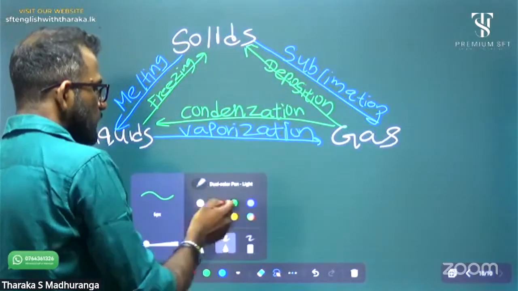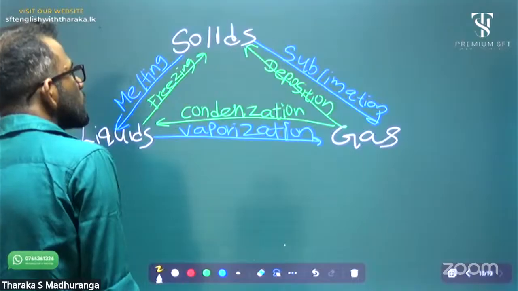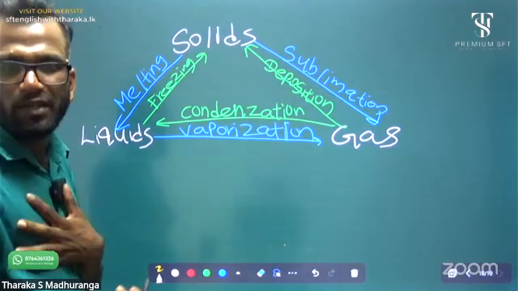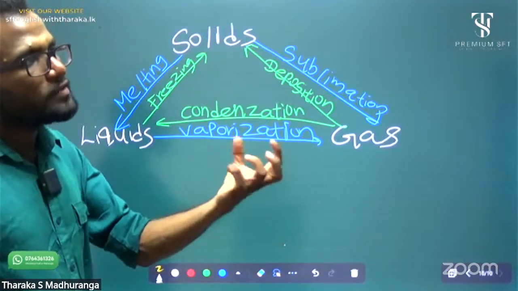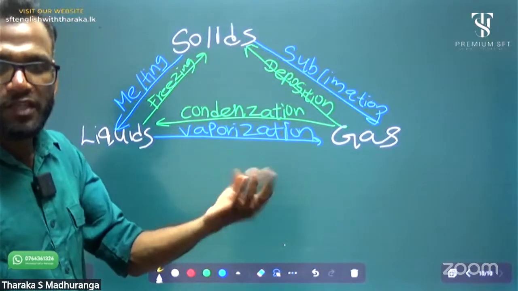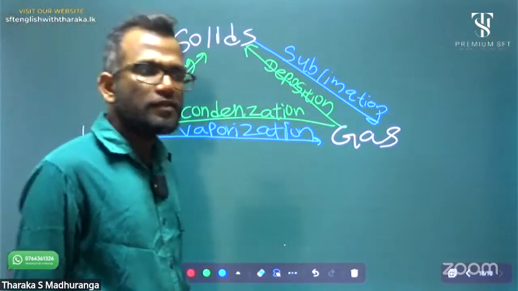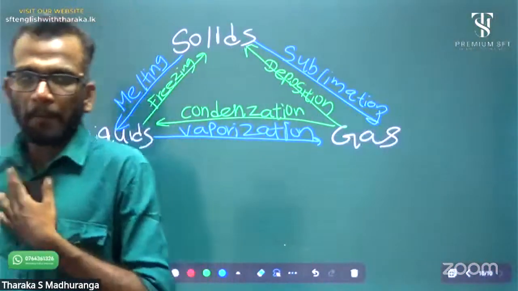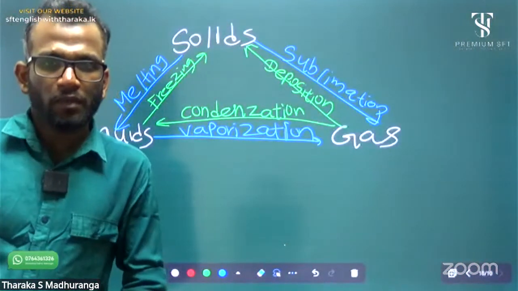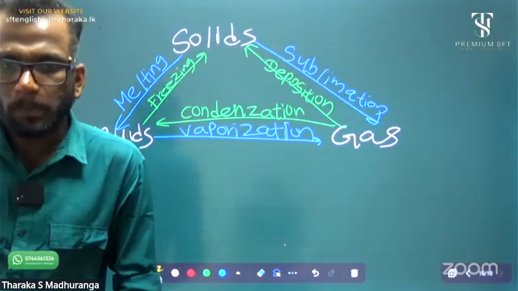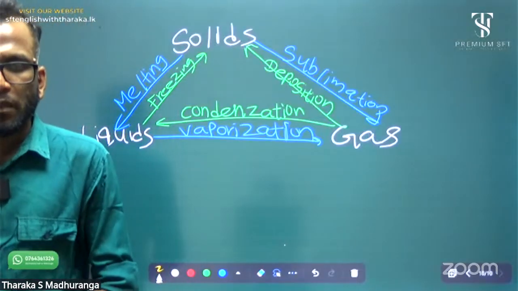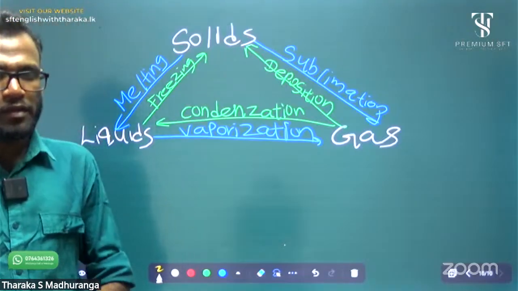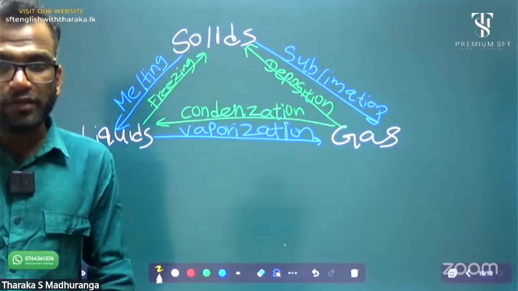If you get melting, is it exothermic or endothermic? During the melting process, for example, an ice cube converts to water. Ice melting. Then is it exo or endo? Exothermic or endothermic?